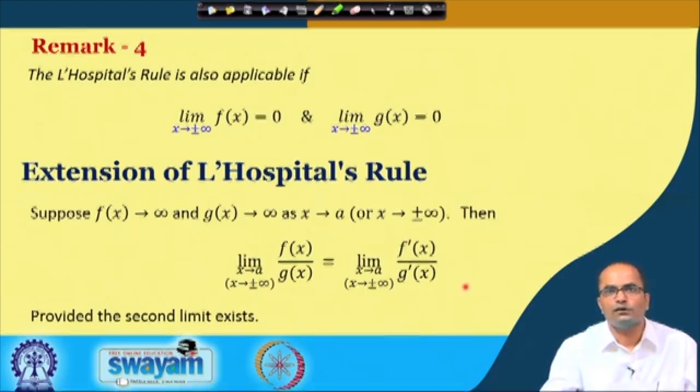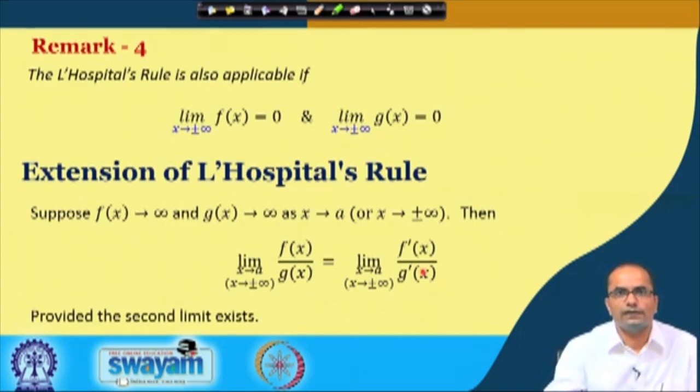So, what is the general rule now if we include all the results we have discussed so far? There could be two forms: either the 0 by 0 form or the infinity by infinity form. In either case, whether x goes to a or x goes to plus or minus infinity, the limit of the ratio of the two functions will be equal to the limit of the ratio of their derivatives.